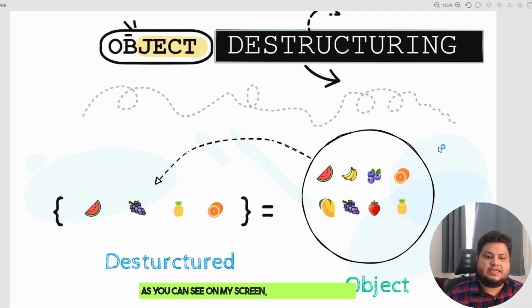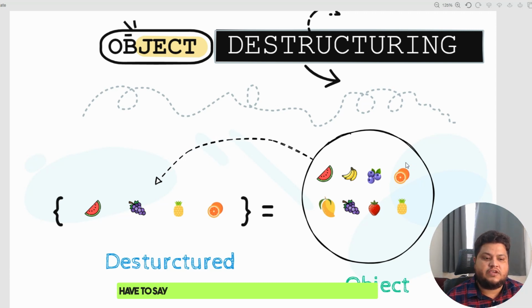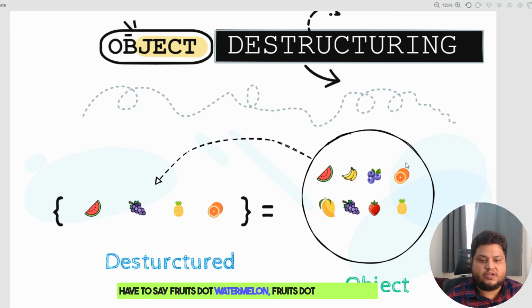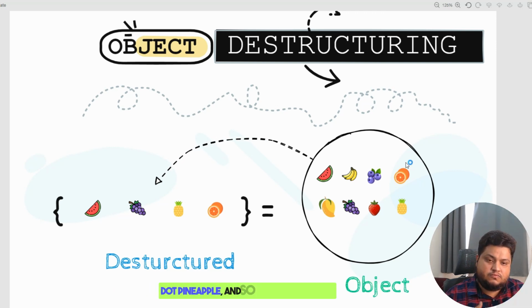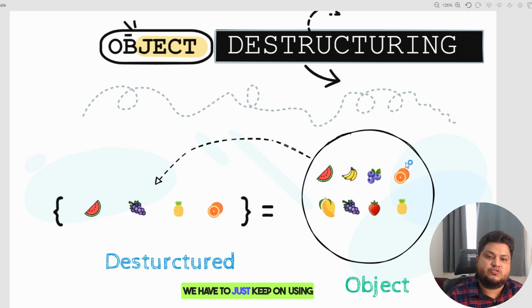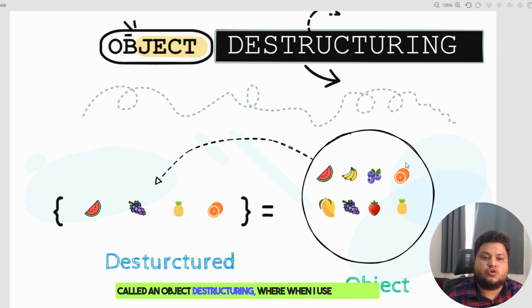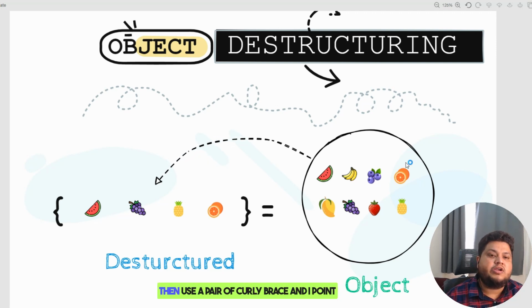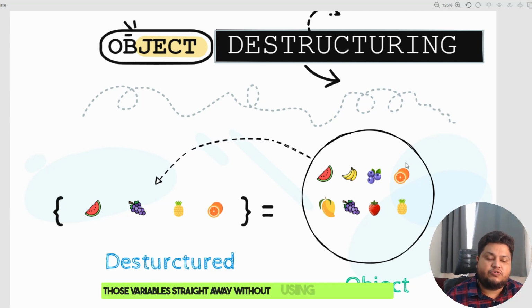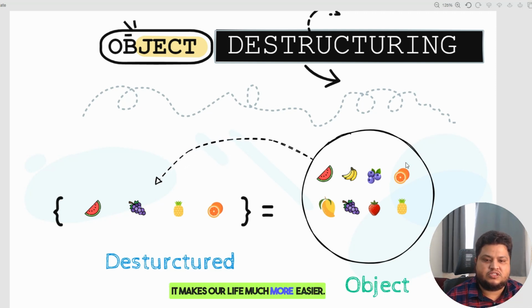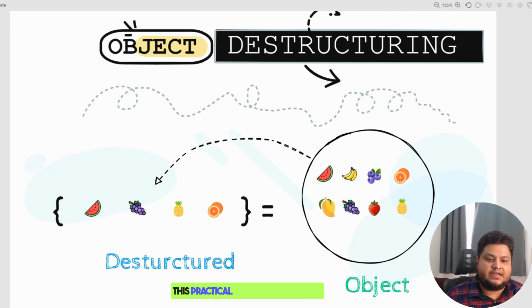As you can see on my screen, let's consider there is an object which contains a lot of various fruits. Now, if you want to take out those fruits, you have to say fruits.watermelon, fruits.grapes, fruits.pineapple, and so on and on. We have to keep on using the dot operator for so many things. But what if JavaScript provides us with a different way called object destructuring, where I use const and then a pair of curly braces and I point it towards the object, and I will be able to access those variables straight away without using the dot operator, and it makes our life much easier. So let's jump into the practical and understand this.